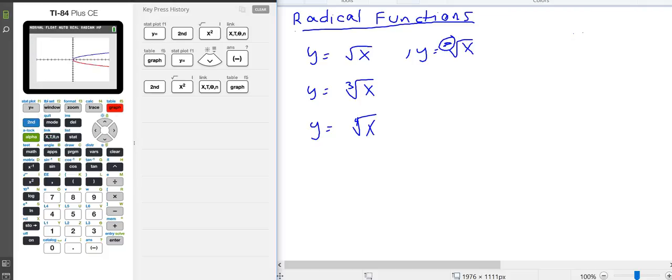So we do have negative y values, but it's not because we have a negative inside the radical. We're never going to have a negative inside the radical. It's because we have the negative outside. Let's look at y is equal to the cube root of x.